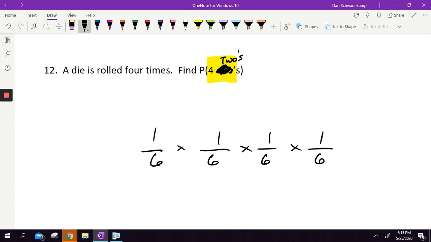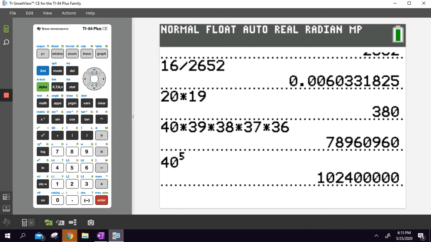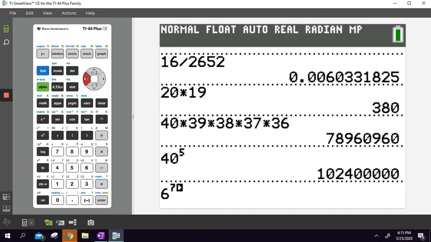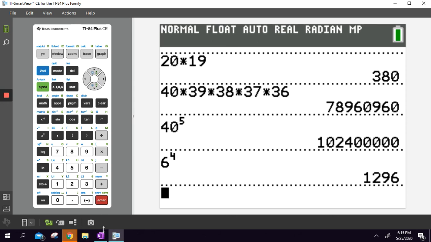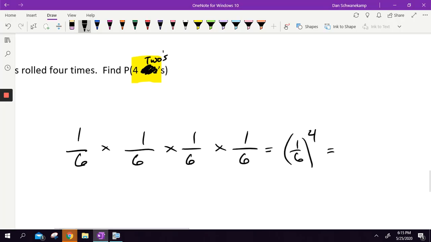So there's 1 2, and then the next time there's a 1 out of 6 chance you get a 2, and then on the next one it's a 1 out of 6 chance you get a 2, or in other words, it's 1/6 to the 4th power. So 6 to the 4th, not to the 7th. 6 to the 4th power gets me 1,296. 1 out of 1,296 opportunities. That is the likelihood that you roll 4 of the same number in a row. So not very likely. If you ever played Yahtzee, you can see why that would be important.